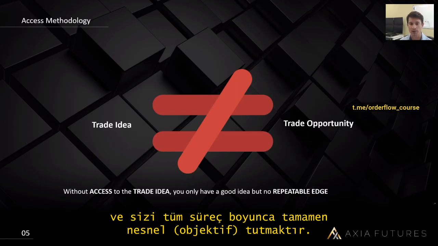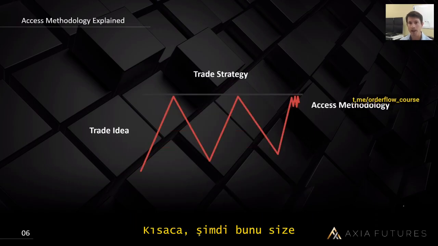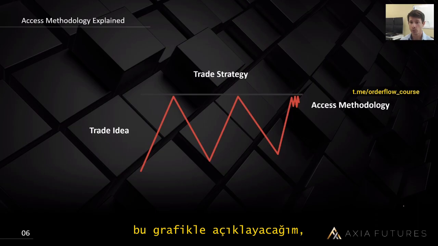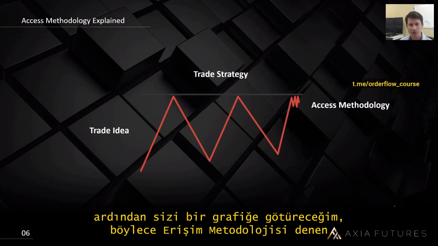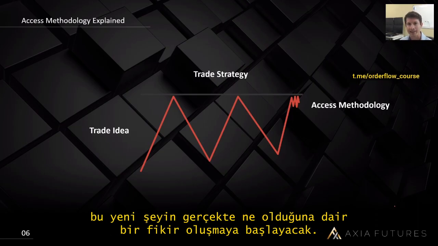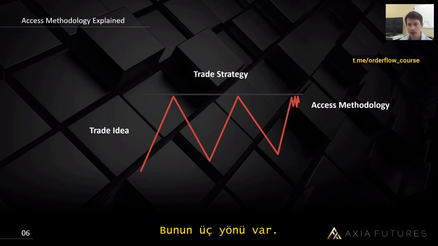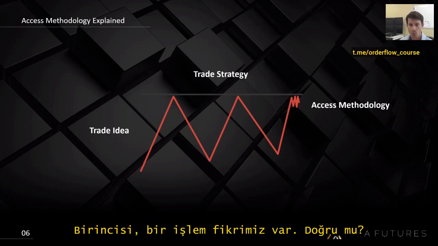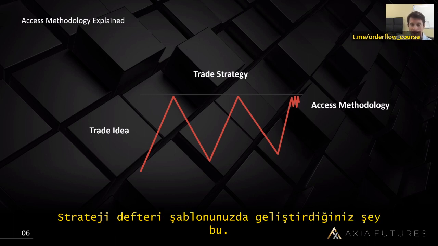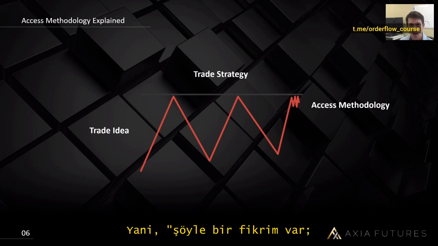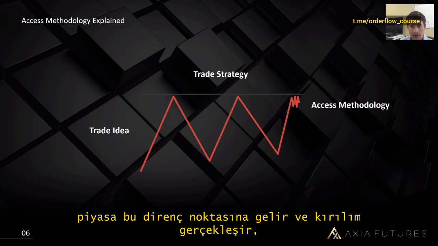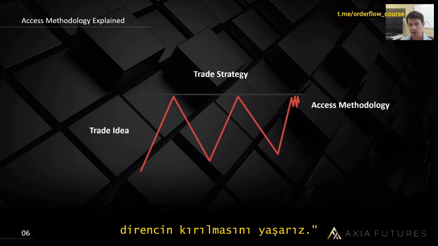So, in a nutshell, I'm going to explain this to you now with this graphic, and then I'll take you onto a chart. So it'll start to formulate an idea of what this new thing called access methodology is really about. Okay, so we have three aspects of it. One, we have a trade idea, right? That's what you developed in your playbook strategy template, which is, I've got this idea, the market comes to this resistance point and it breaks out, and we have a breakout of resistance. So that's an idea, okay?